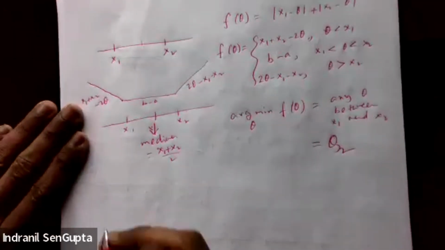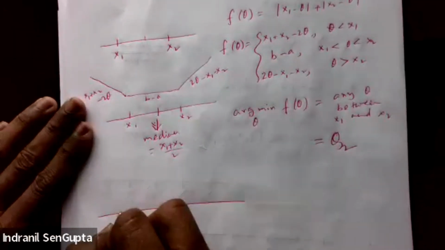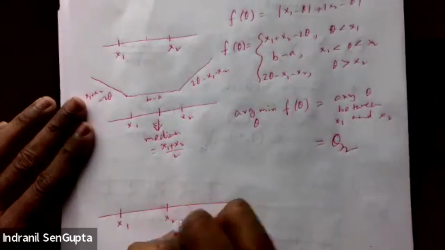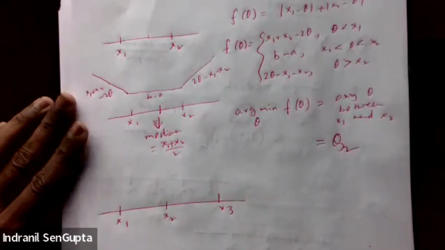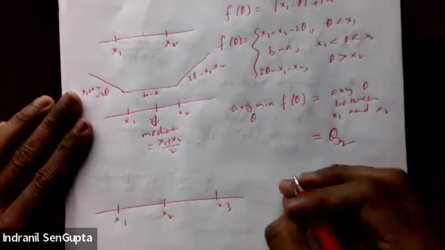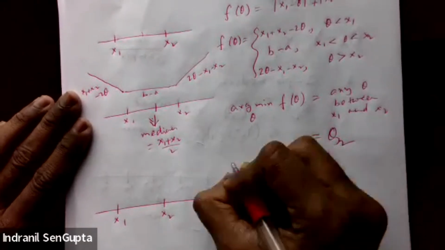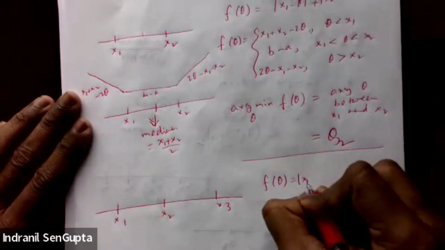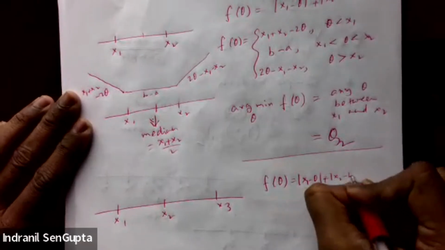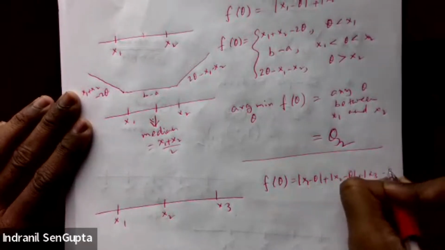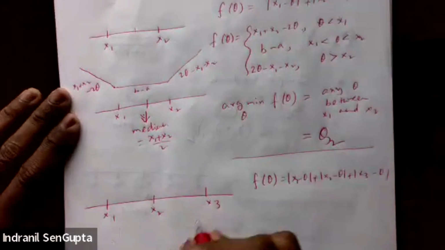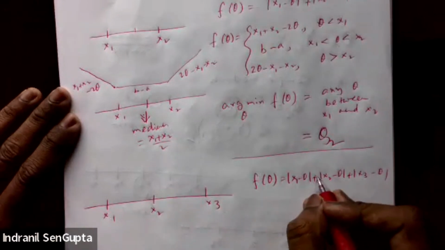Okay. Now, if you have, say, 3 points, say x1, x2, and x3, in this case I can show the same thing again. So f(theta) would be |x1 - theta| + |x2 - theta| + |x3 - theta|, and I'm trying to minimize this quantity with respect to theta.